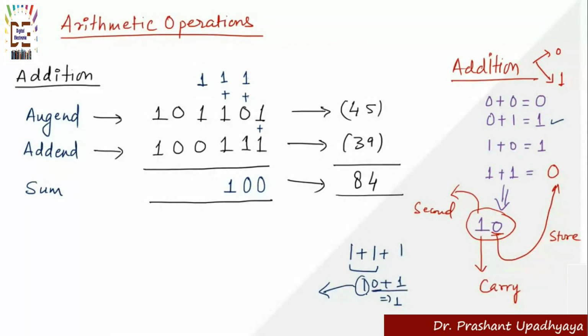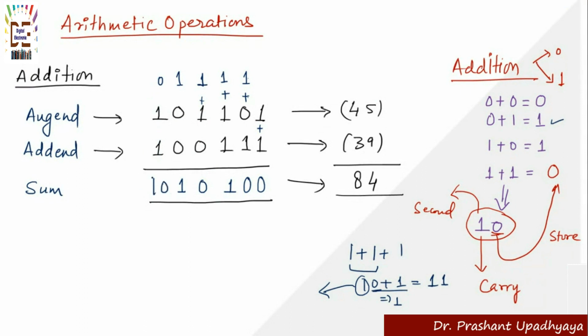That means I am going to get 10 plus 1, and the answer is 11. Are you getting this point? 10 plus 1 gives you 11. So I will store 1 here, and 1 will go into the carry. Again 1 plus 1 gives you 0, and here 1 comes. 1 plus 0 gives you 1, and 1 plus 1 gives you 10.